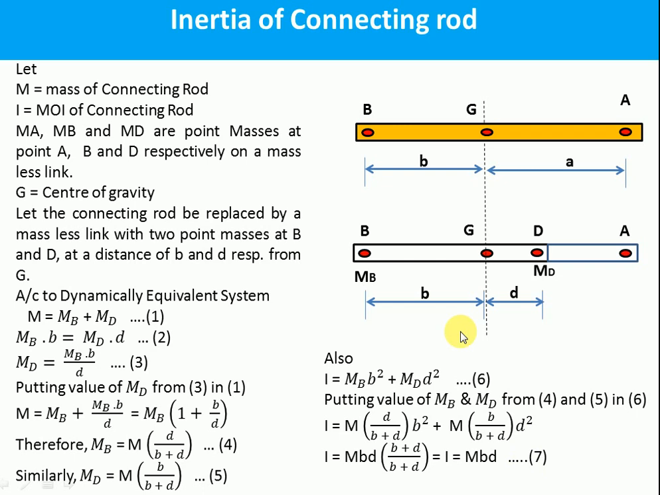Now this analysis would be more convenient if we take 2 point masses at two extreme ends, that is at two bearing ends A and B. Instead of taking at any intermediate position between A and B, we take it at position A and B.